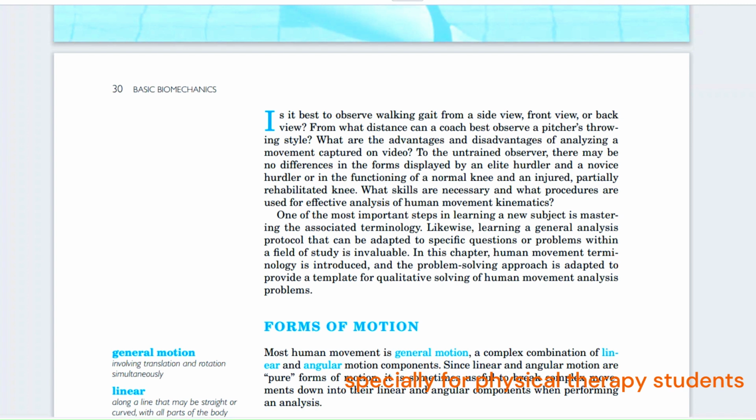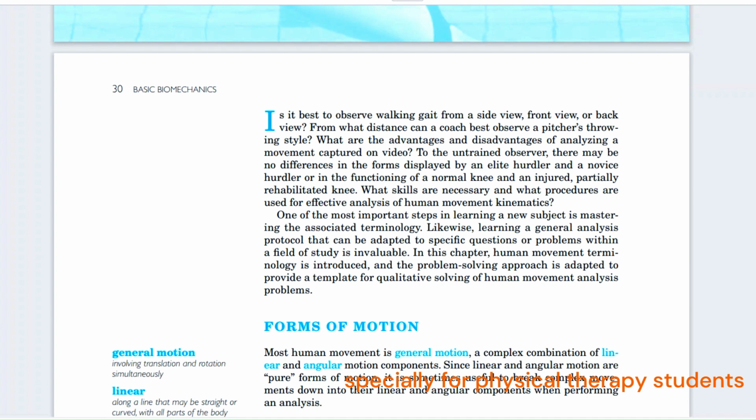After that, they have asked: to the untrained observer, there may be no difference in the form displayed by an elite hurdler or a novice hurdler, or in the functioning of a normal knee or an injured or partially rehabilitated knee.